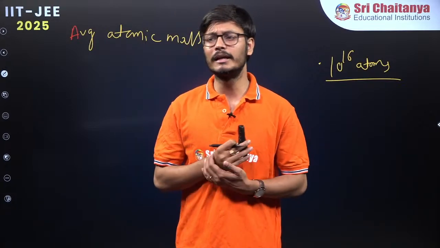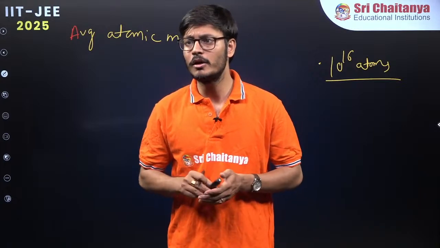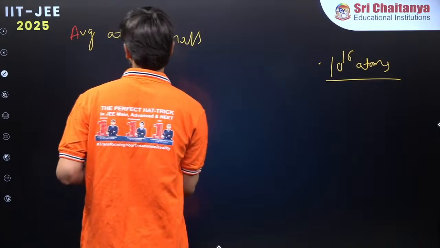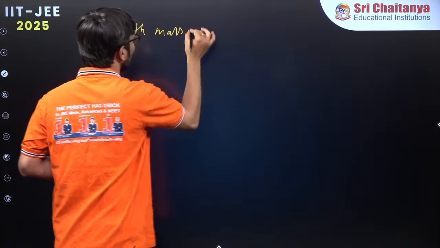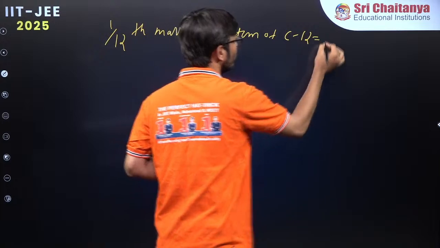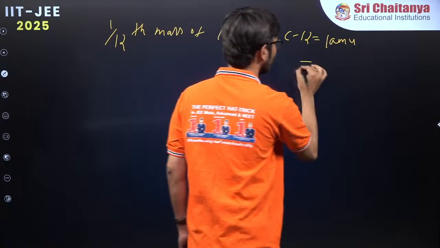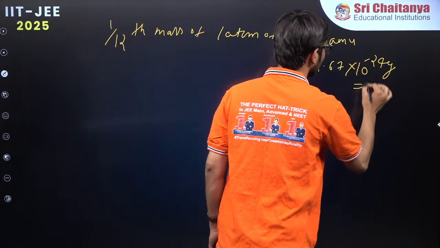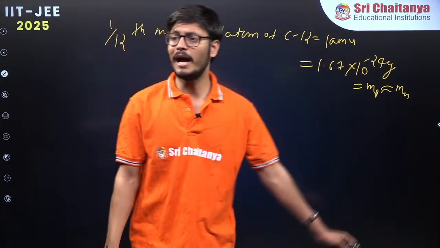So therefore what we did is, we created something called a reference. With the help of the reference, we are going to measure the mass. We said in the last class that 1/12th mass of one atom of carbon-12 is equal to 1 AMU, which is known as atomic mass unit, and its approximate value is 1.67 into 10 to the power minus 24 gram, which is nothing but the mass of a proton, also approximately equal to the mass of a neutron. This we have seen in the last class.